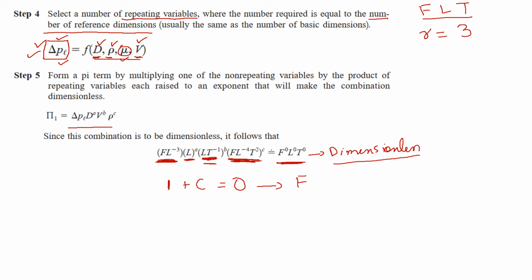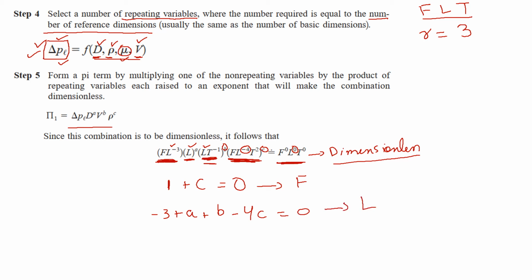So this is for the fourth dimension. Then I will take the length. So here the power of length is -3. Here the power of length is a plus a. Here the power of length will be b due to this bracket, so it will be plus b. And here the power of length is -4 multiplied by c, so this is -4c, and this will be equated to 0. So this is for length.